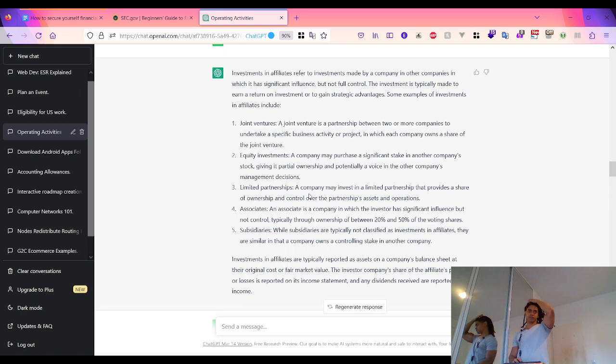A limited partnership. A company may invest in a limited partnership, okay, where you have a general partner or limited partner. This instrument or vehicle is usually used for investment. So a company may invest in a limited partnership that provides a share of ownership and control over the partnership assets and operations.